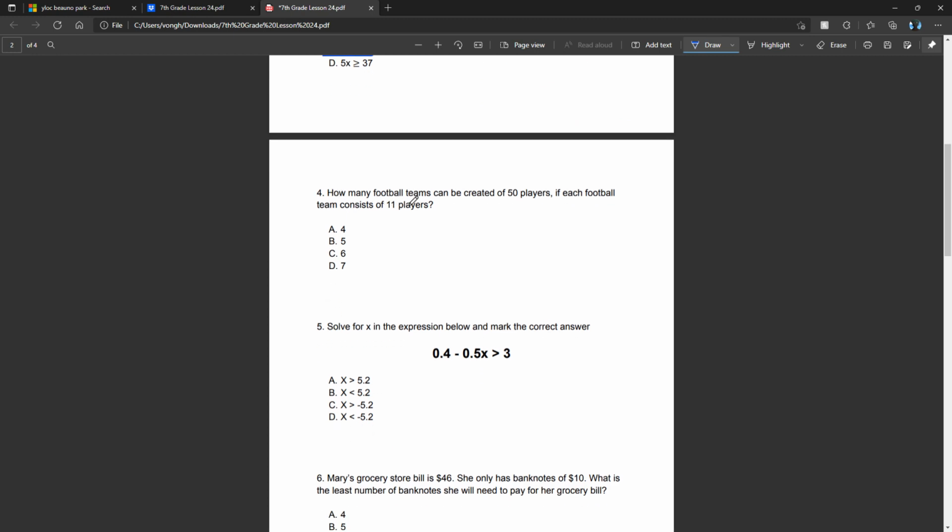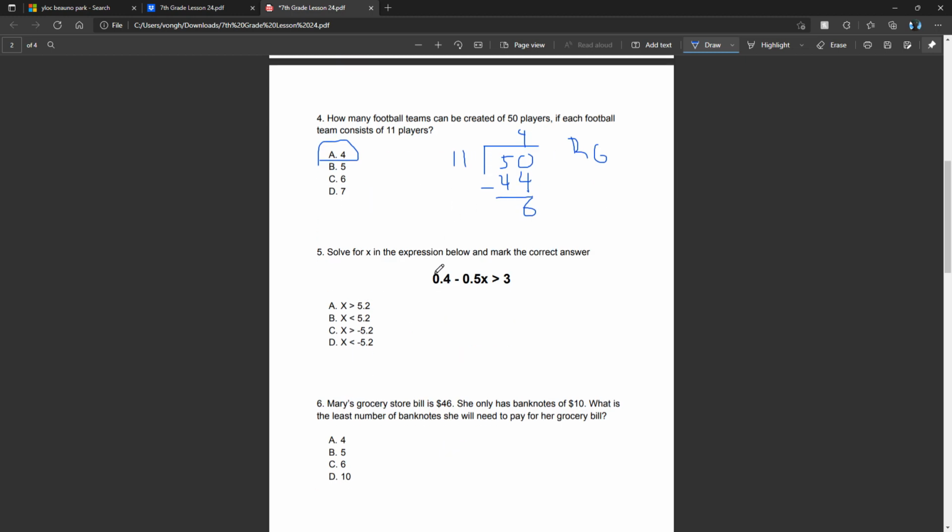How many football teams can be created out of 50 players if each football team consists of 11 players? So here we just divide 50 divided by 11, and 11 goes into 50 4 times, so 11 times 4, it's 44. Subtract, you get 6, so your remainder is 6. That means that you can only create 4 teams, so the answer is A.